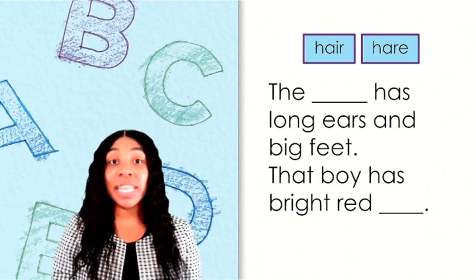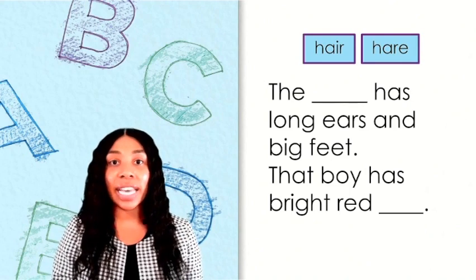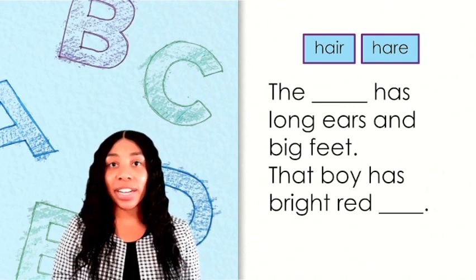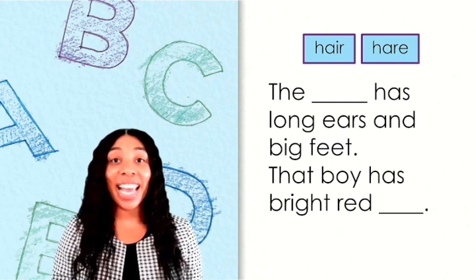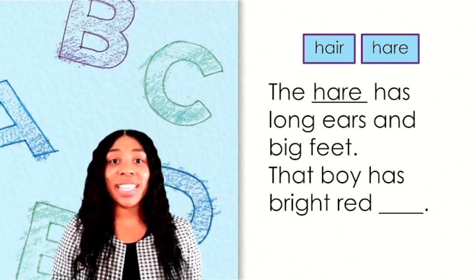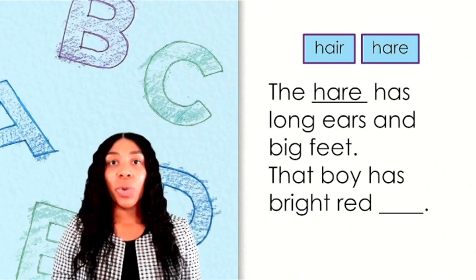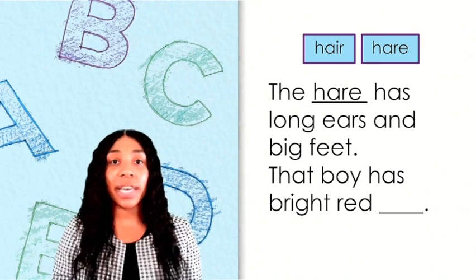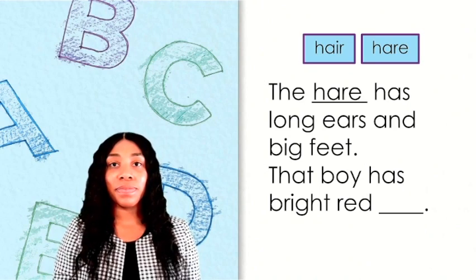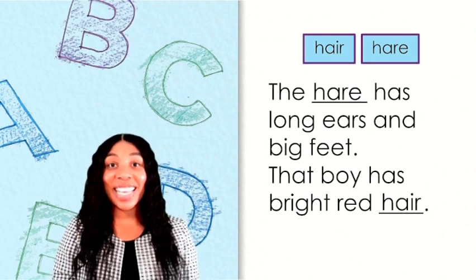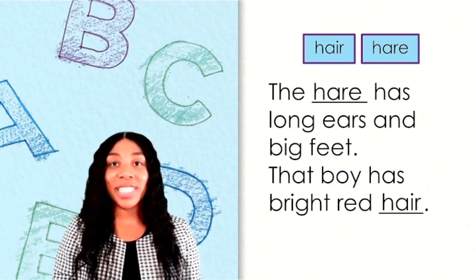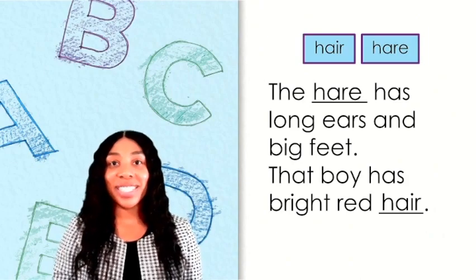The first blank seems to be describing a living thing, like an animal. Which hair do you think makes the most sense there? It has to be H-A-R-E. Let's look at the second blank. That boy has bright red blank. Which hair do you think will fit in this blank? H-A-I-R. As you can see, it's referring to something on someone's head. Awesome work, friends.